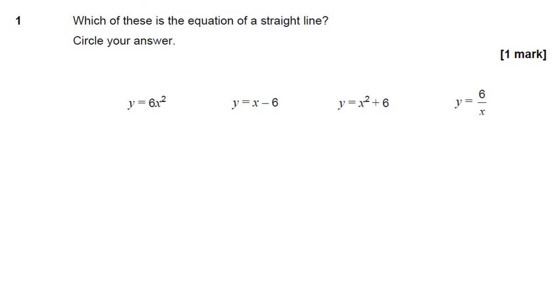Question 1, which of these is the equation of a straight line? So all straight lines can be written in the form y equals mx plus c. So the only one of these four which is in that form is y equals x minus 6. So that's the only one that's a straight line.